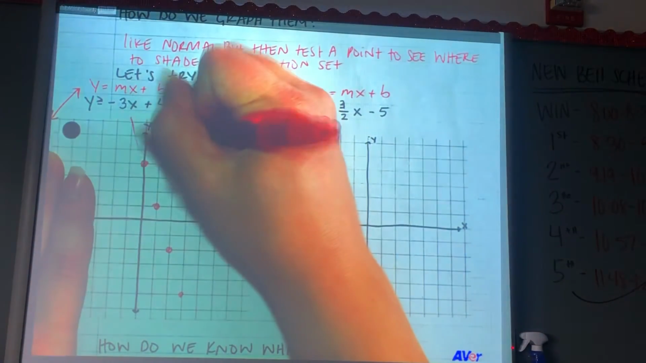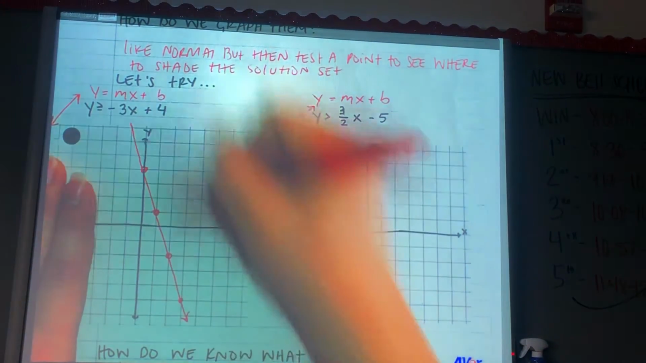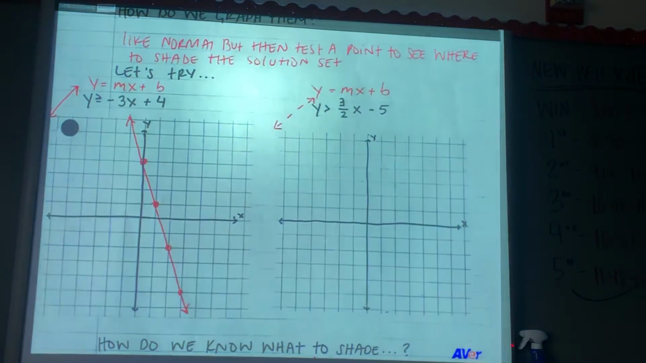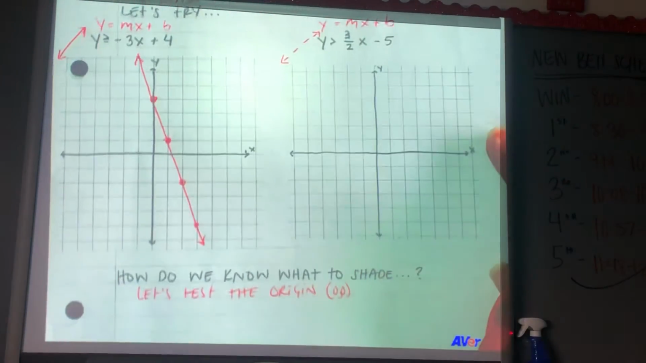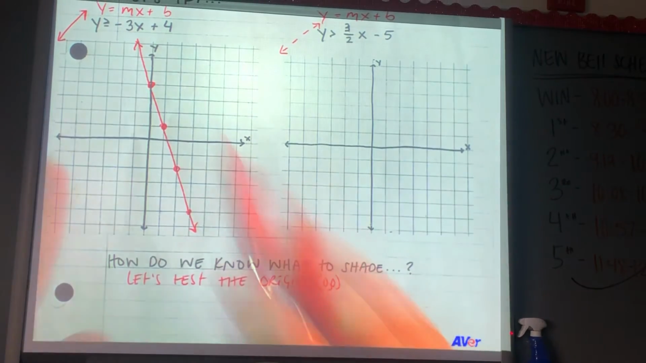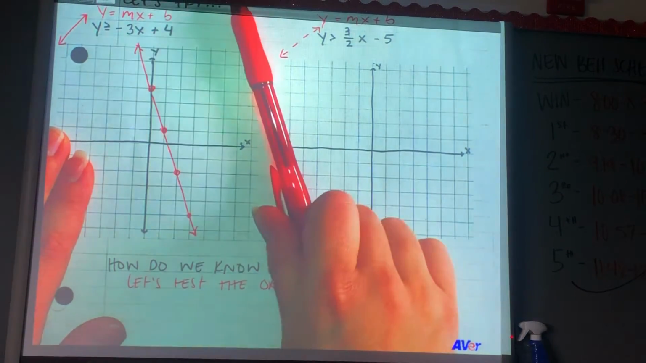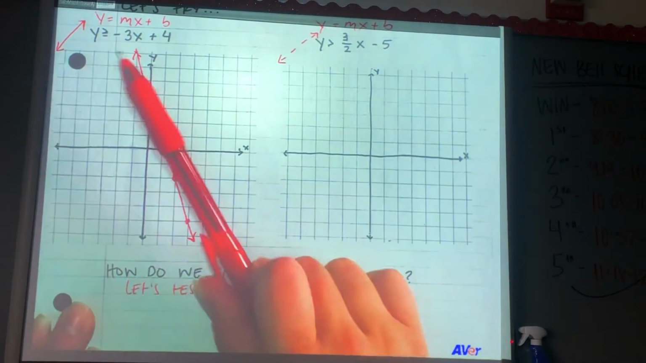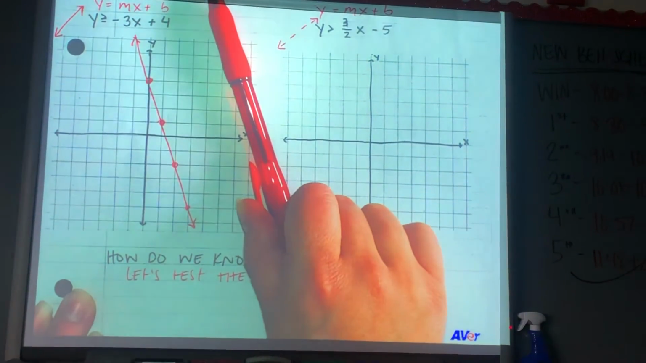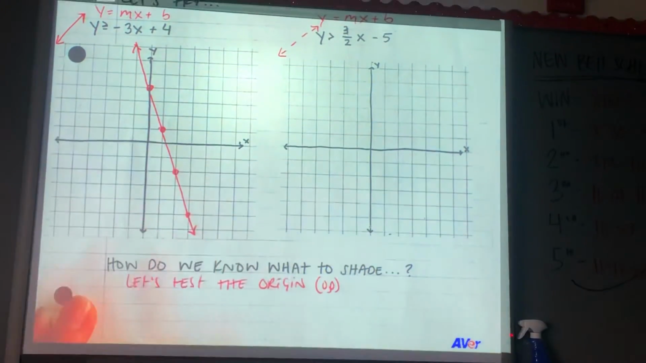So this one is a solid line. I'm going to draw the solid line. I am not done, because that is just a normal line. What I have is a linear inequality, so I'm going to have to figure out if I'm going to shade this part or this part, which means I need to figure out if this half of the graph is the answer or this half of the graph is the answer.